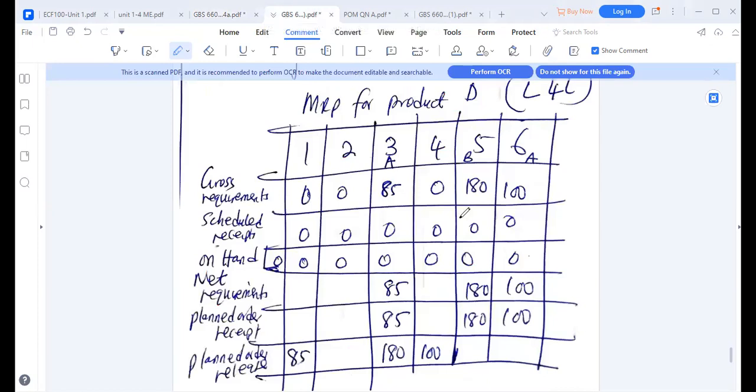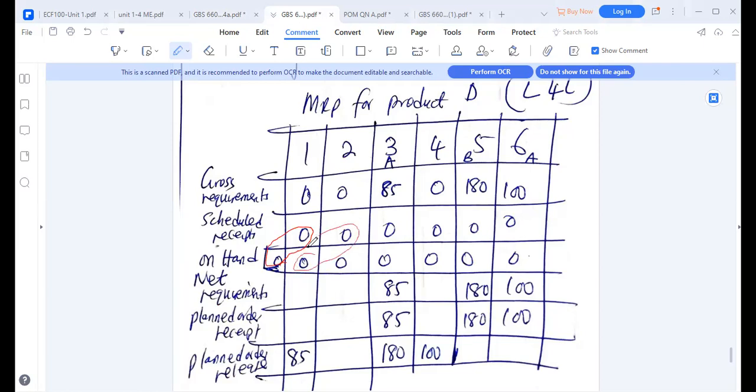So we are going to have a D. We are going to have the scheduled receipts 0, 0 in week 1, week 2. Week 3 is also 0. Week 4 is also 0. Week 5 is 0. Week 6 is 0. The on hand was 0 for each of these. So 0 plus 0 to meet the demand of 0, we are still remaining with 0.